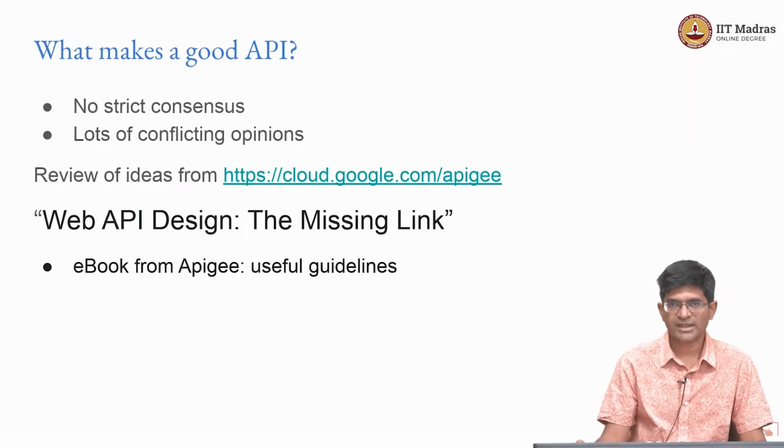So the question that we are trying to answer out here is, what makes a good API, or how should you go about designing an API in some sense? And the bottom line is, there is no strict consensus on this. There is no single answer to the question what makes a good API or how should I build an API perfectly. And unfortunately, if you look around online, you will find that there are a lot of conflicting opinions.